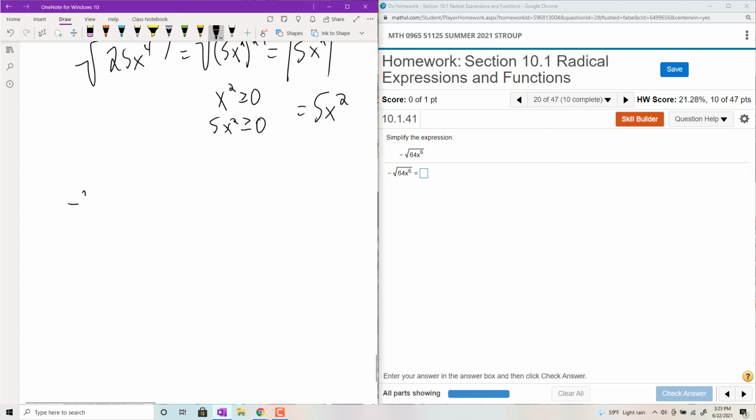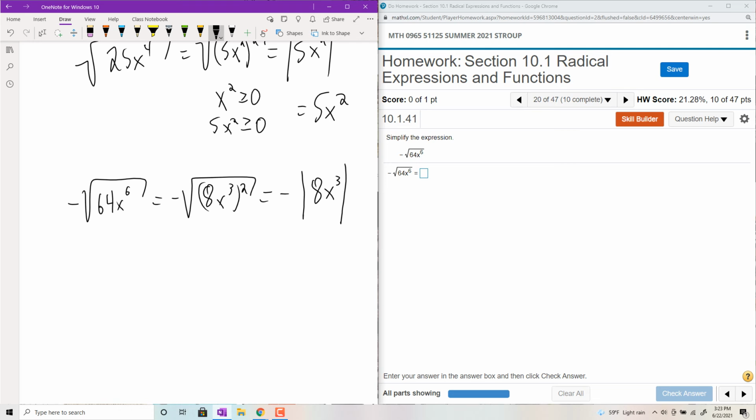So negative square root of 64x to the 6th. Rewrite it: 8x cubed, squared. And then negative, keep carrying that over. This will be the absolute value of 8x cubed. You can always pull numbers out of the absolute value, because we have a product rule for absolute values. Basically, if you have the absolute value of a times b, that's the same as the absolute value of a times the absolute value of b. And then you can simplify accordingly.